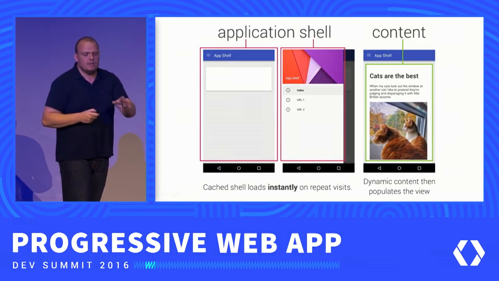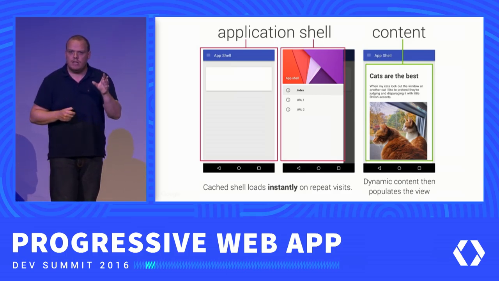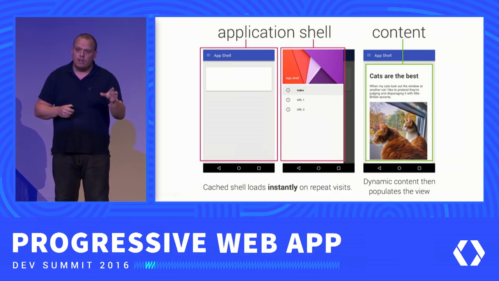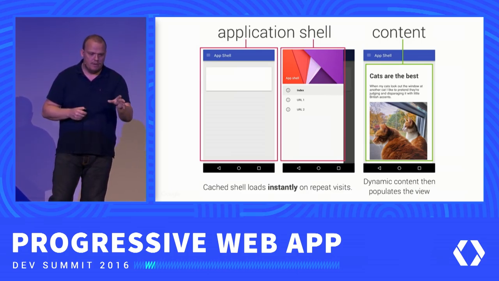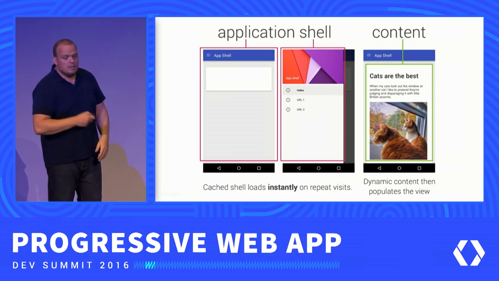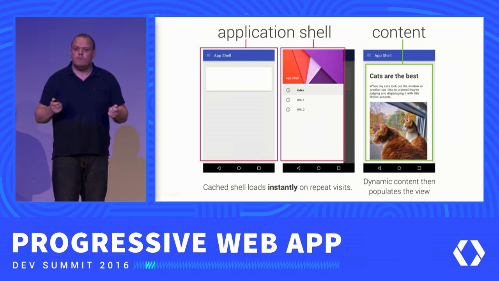And like I said, this is what we think of today as the app shell model. This is one of the ways that we're asking developers to build applications, using the application shell. We know the application shell works really well for building different types of experiences, but it's not necessarily the only way that you'd want to build a progressive web application.